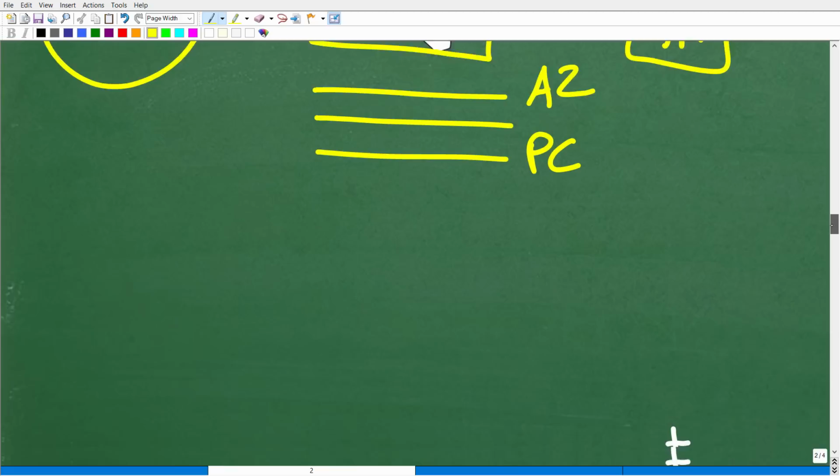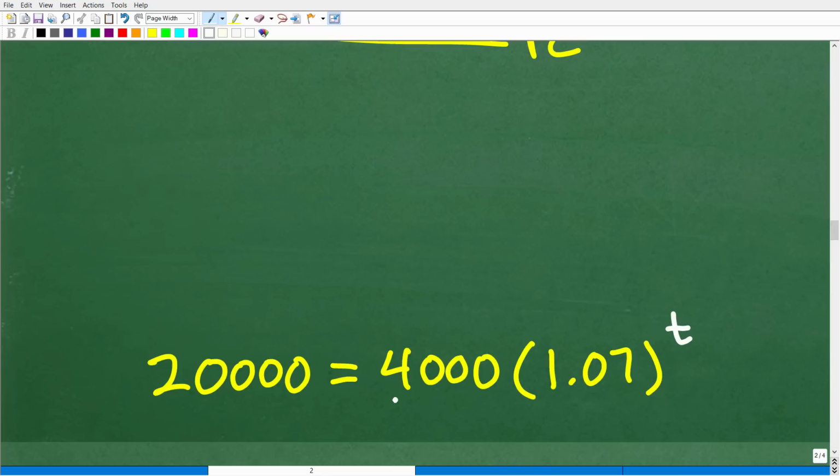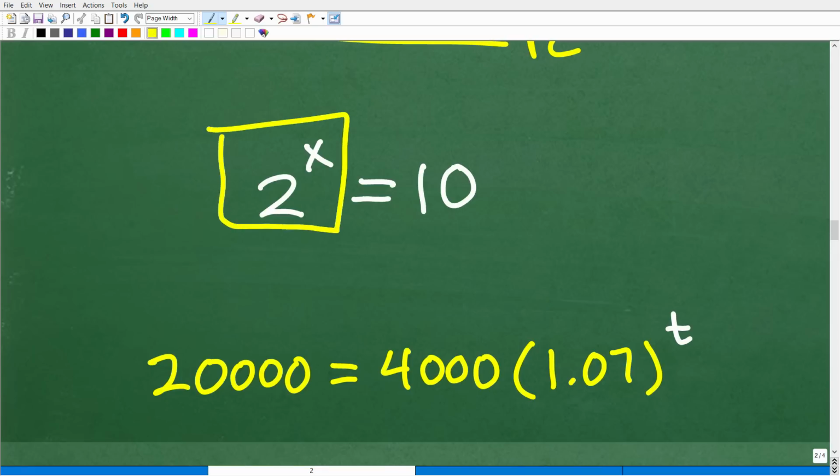So let's get into this. Here is our equation, right? We have 20,000 is equal to 4,000 times 1.07 to the t power. Now, what we want to do here is get this equation to something like this. If I had 2x is equal to 10, what I have here is a power, or exponent. In other words, we have a base and an exponent on one side of the equation and a number on the other side.